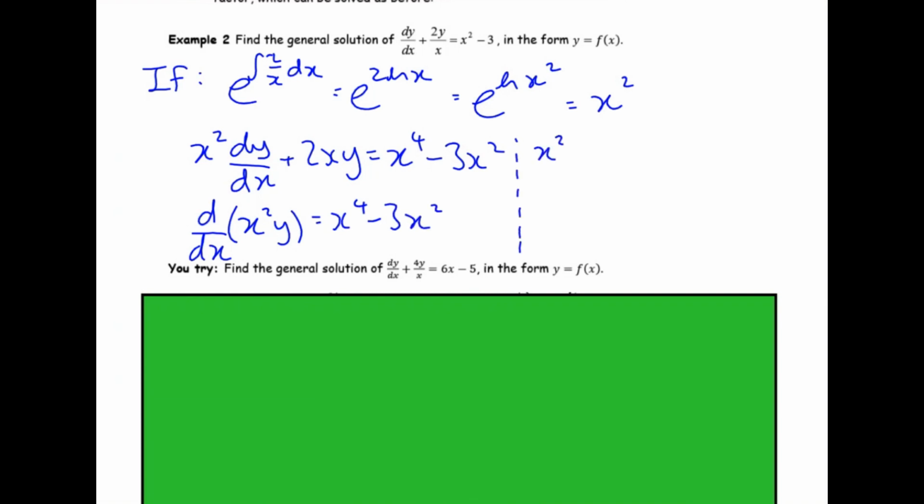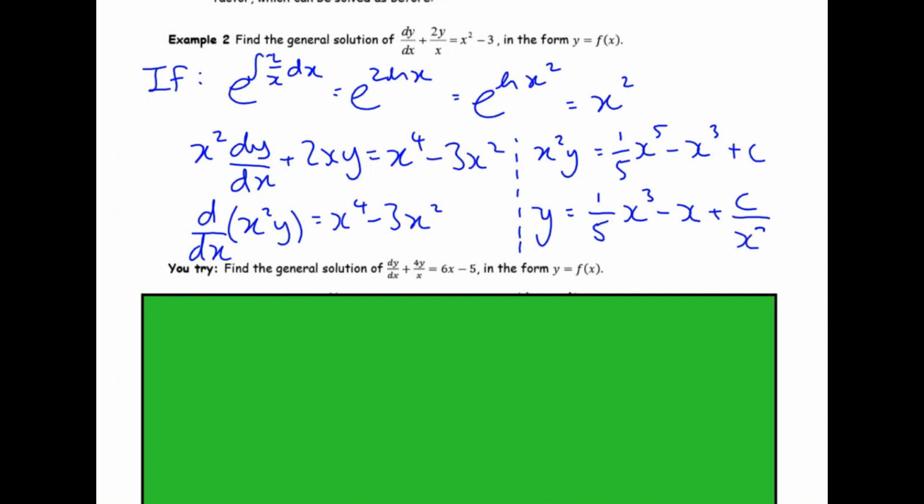So my left-hand side becomes x squared y. Integrating my right-hand side, I add 1 to the power and divide by the new power with a plus c on here. And finally, I'm going to divide through by x squared, which will be x cubed minus x plus c over x squared. Again, pause the video and have a go at the U-try.